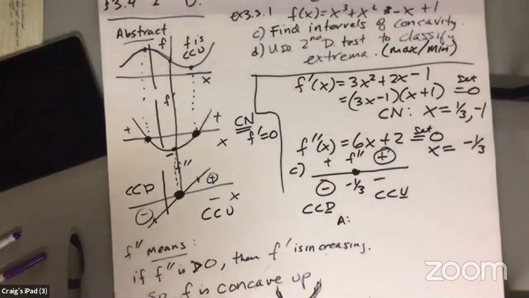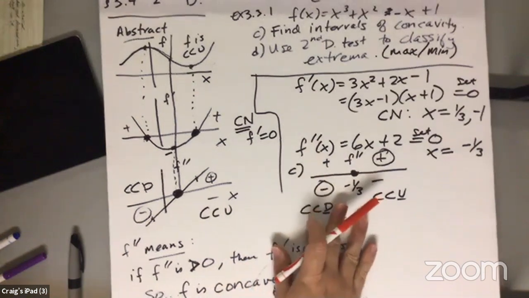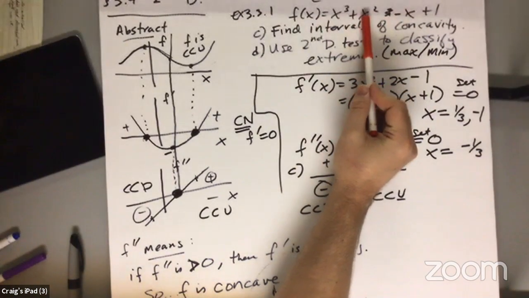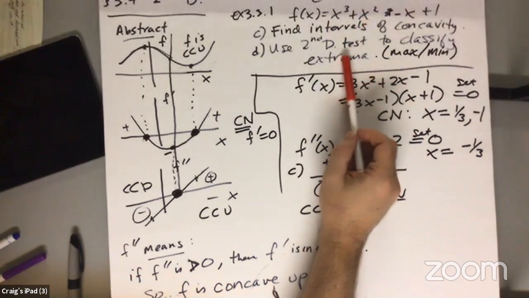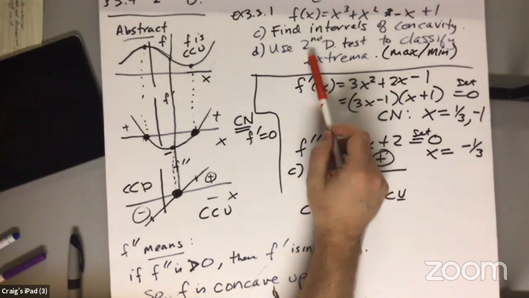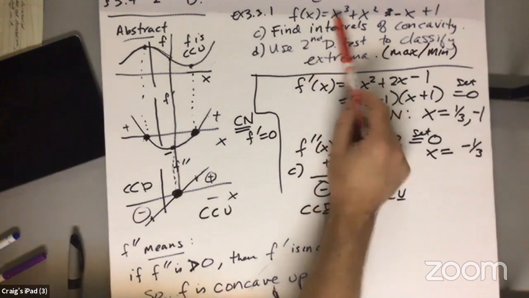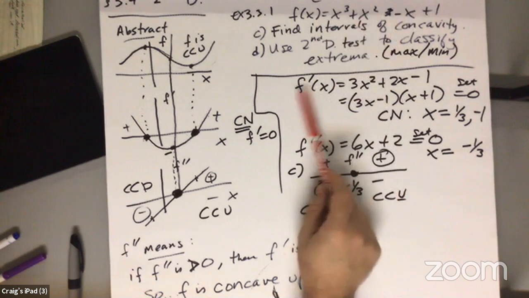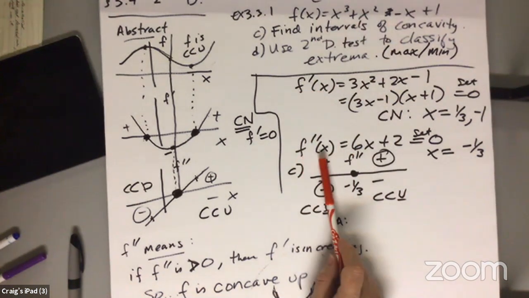Okay, so to recap what we did: in looking at this function, I want to know where it is concave up and where it is concave down. That'll help me test where the maxes and mins are using the second derivative test. If I'm concave up at a critical point, I'm going to have a minimum. If I'm concave down, I'm going to have a maximum. So first I'm going to find concavity. To find the concavity of this function, I take the first derivative, then I find the second derivative.